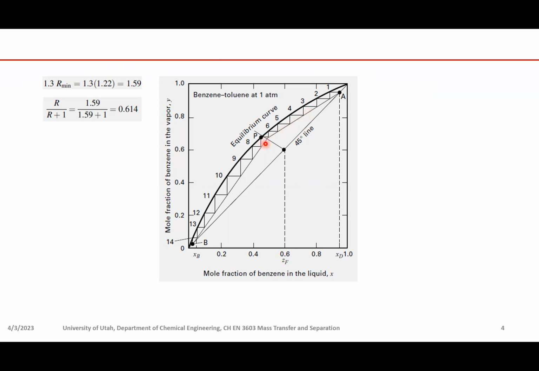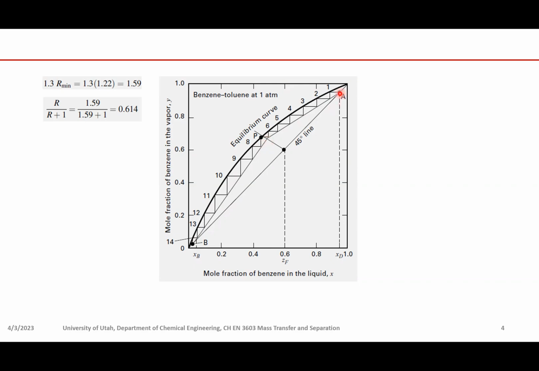Then we need to draw the operating line for the stripping section, which is also a straight line, and we can draw that line by connecting this point with this point. Now that point is basically the composition of your bottom, which is 5% sitting on the 45-degree line. Okay. So then we can just connect these 2 points. You get basically the operating line for the stripping section.